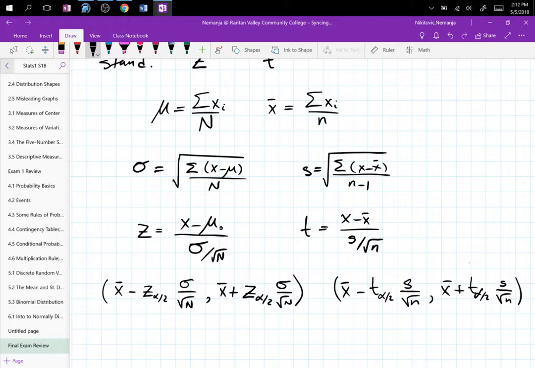This part over here is called the error. So in one of your exams, one of the questions, you had to compute the error, which means you don't put any of the other things. It was just that error.